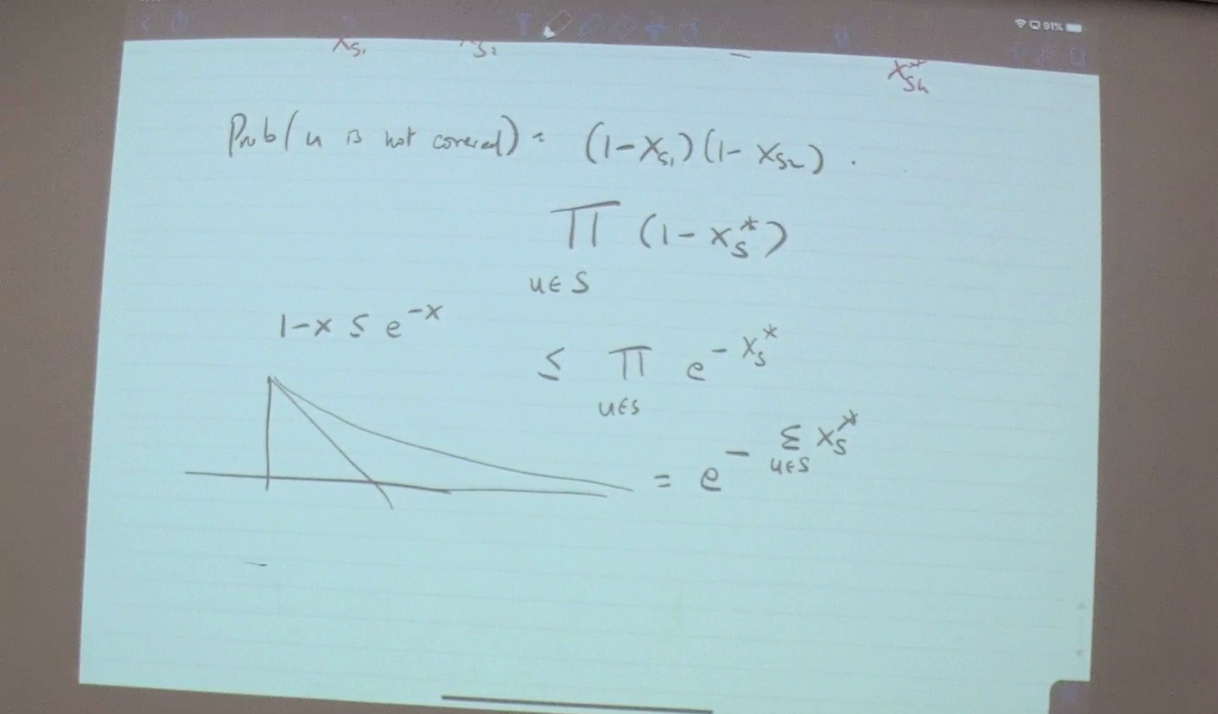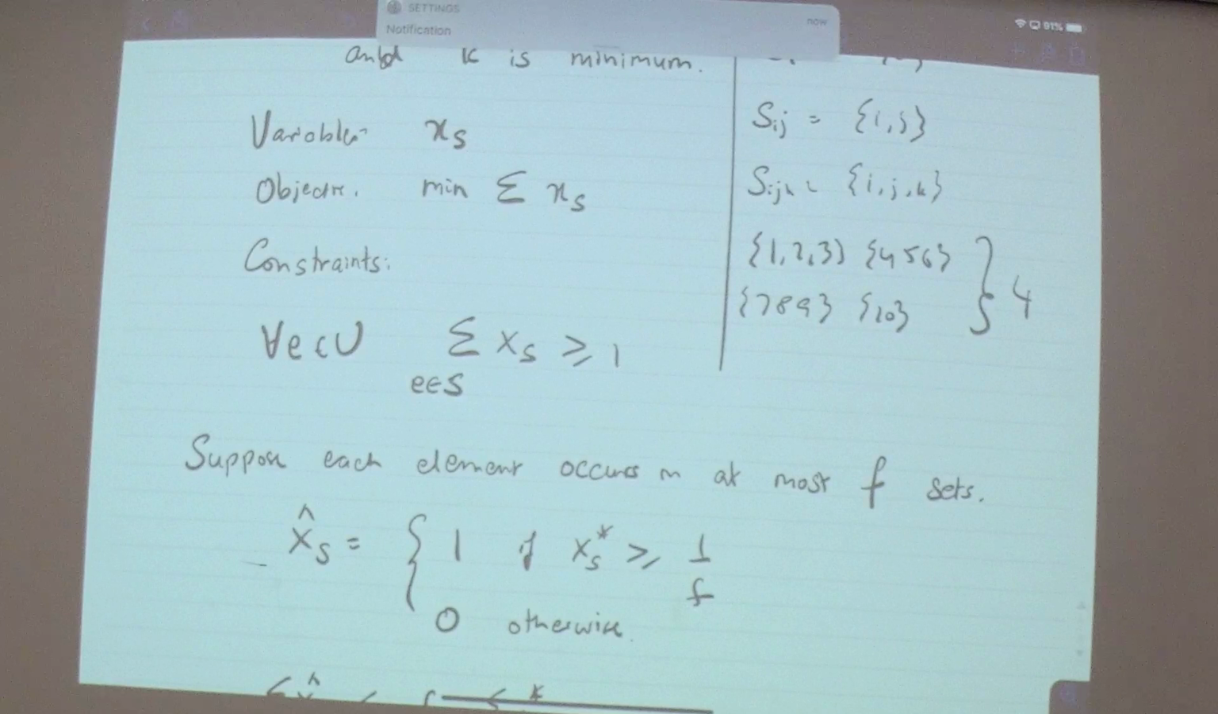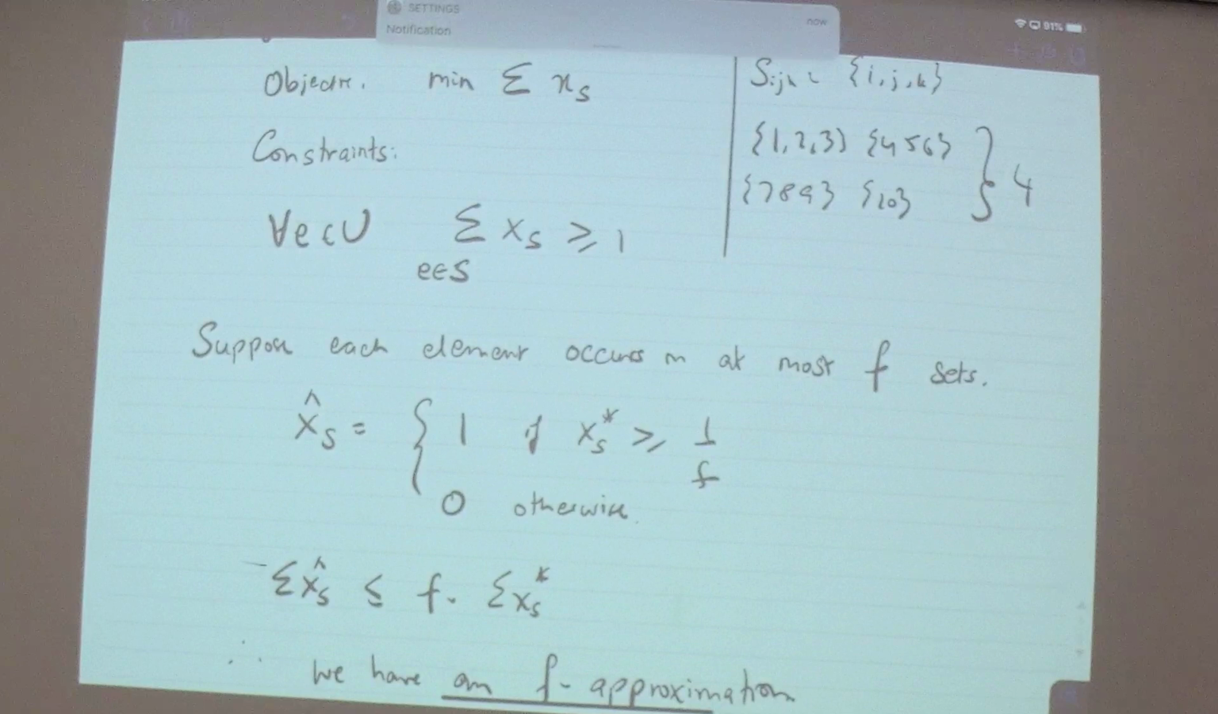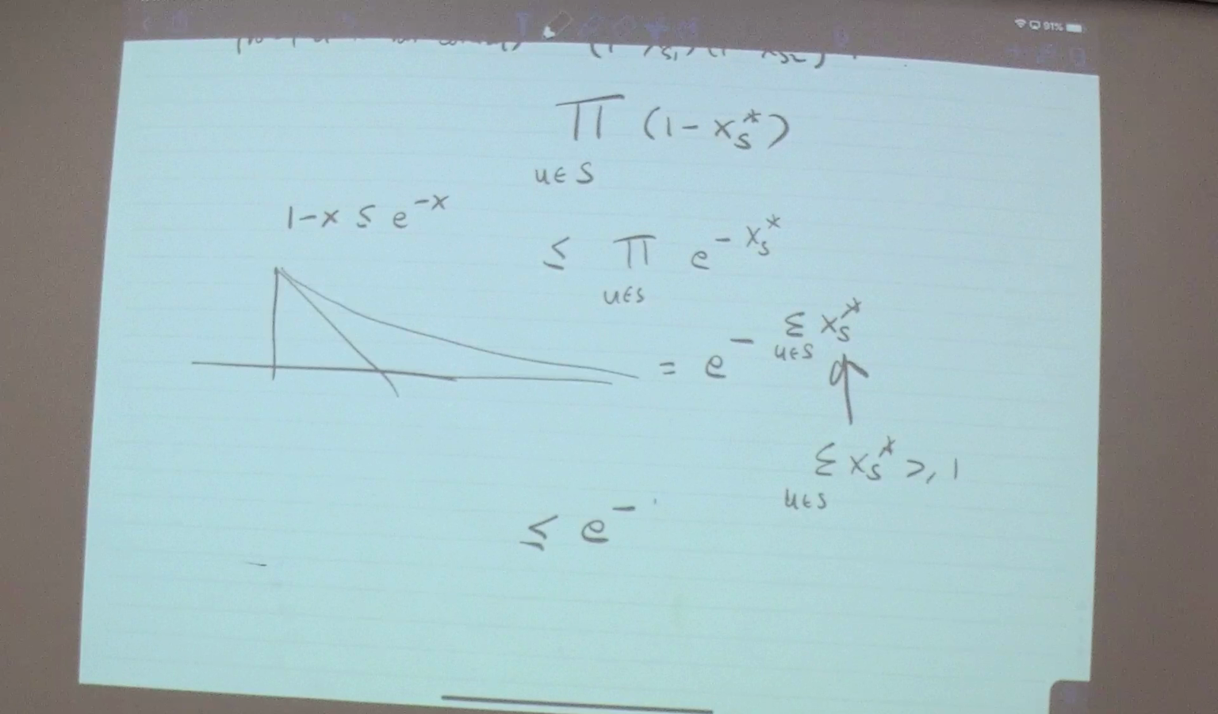Right? Okay. xs star is the solution to the linear program. It satisfies all the constraints of the linear program. One of the constraints of the linear program is this: sigma x is greater than or equal to 1. Because these are the values for the sets that are supposed to cover U. So now, if this number is greater than or equal to 1, then this expression is less than or equal to e to the minus 1. So the probability that a particular element is not covered is at most e to the minus 1. Okay.